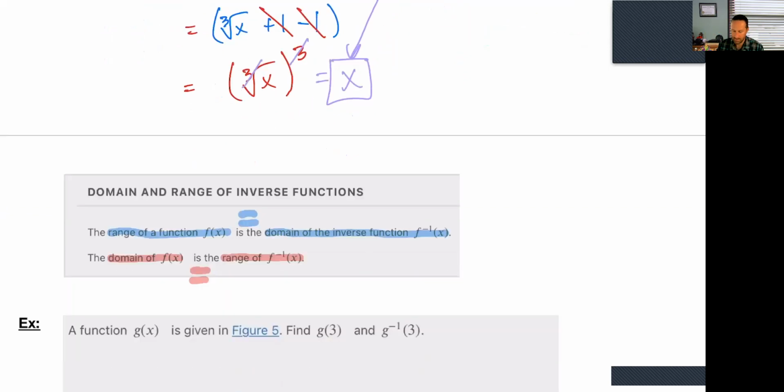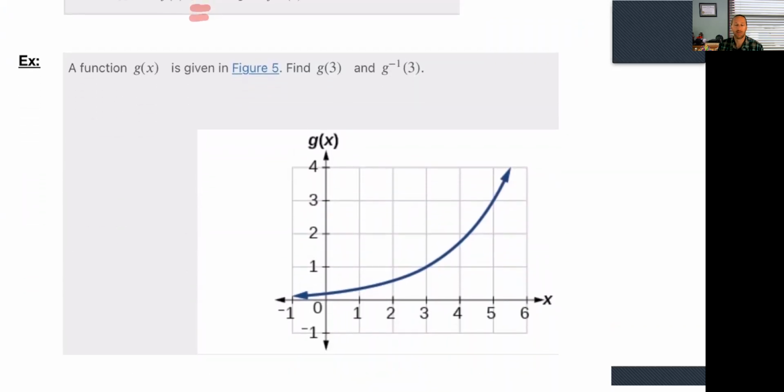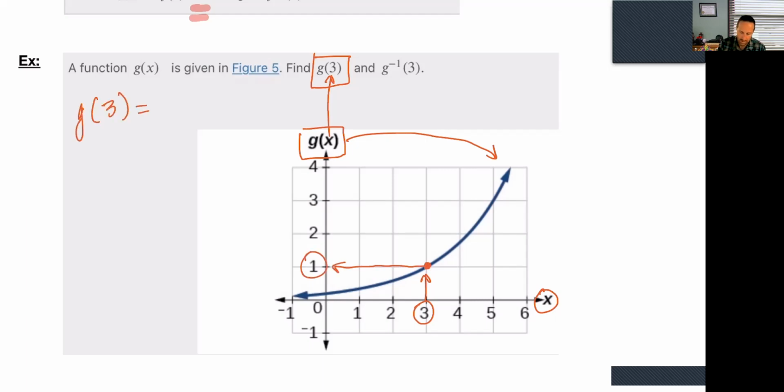Okay? So, what if I gave you an example geometrically via a graph, and I asked you to evaluate, find some things that I want to know, like g of 3. Well, I'm telling you that this is the g of x function. And since I replaced the x with a 3, you know to go to the x and go either up or down, in this case up, until you found your y value. So you know that g of 3 is equal to 1.